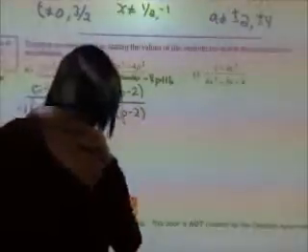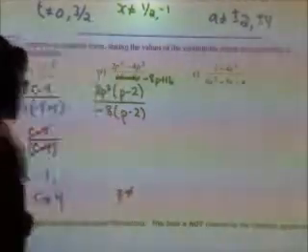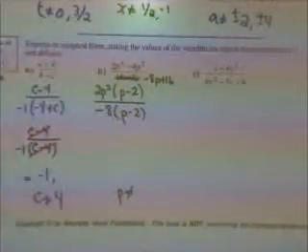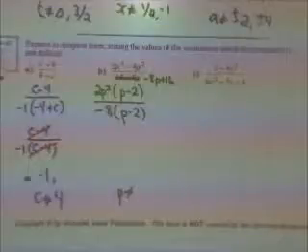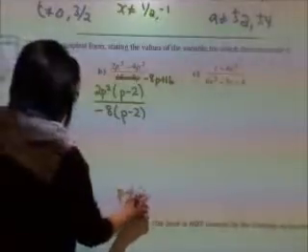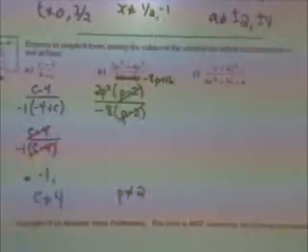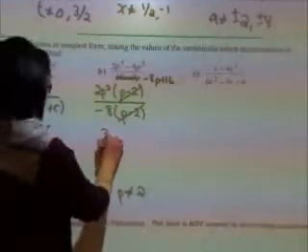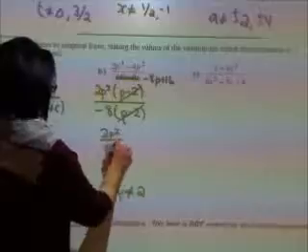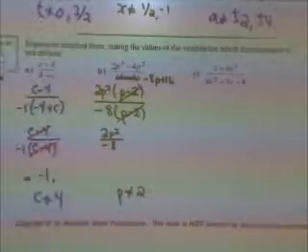But before I cancel that common factor, I need to state the restriction. So what can't p equal? 2. Because if p equals 2, I get a 0. Cancel that out. So I get 2p squared over negative 8. Can I further reduce that?